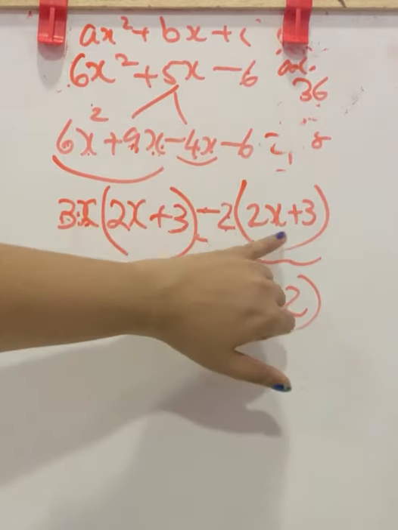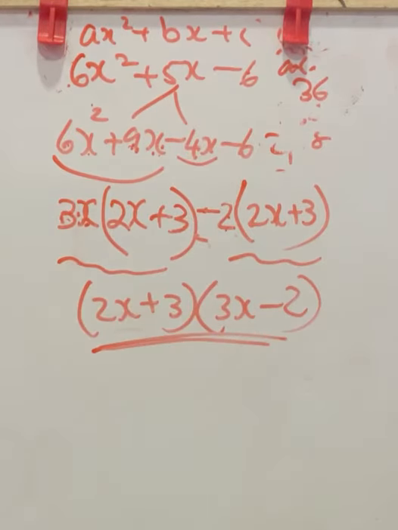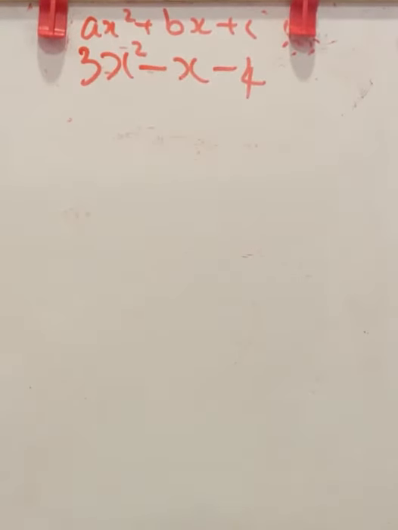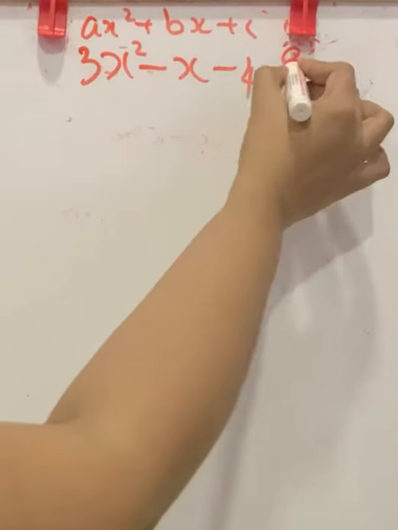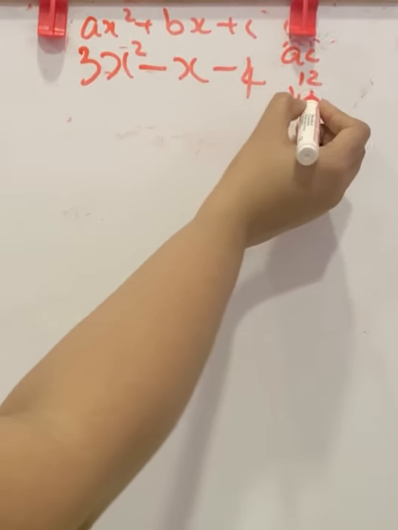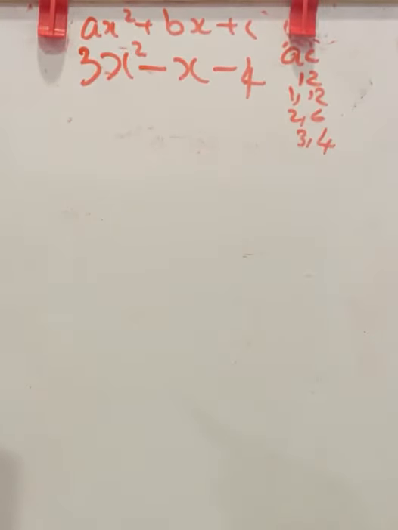So negative 2 into 2x is negative 4x. These are the factors of the given polynomial. Next, 3x square minus x minus 4. We have to find AC, that is 3 into 4 is 12. So the combinations are 1 and 12, 2 and 6, 3 and 4. And we need minus 1 here.